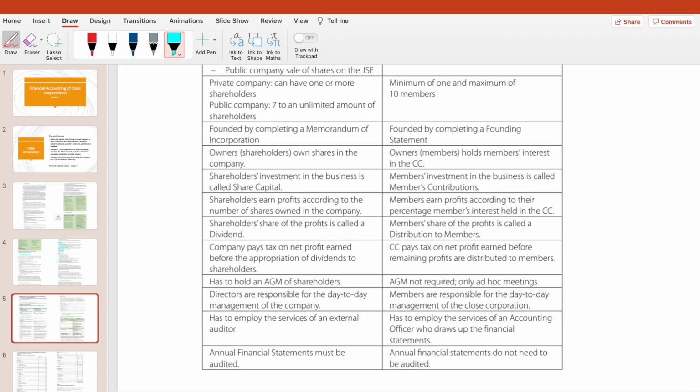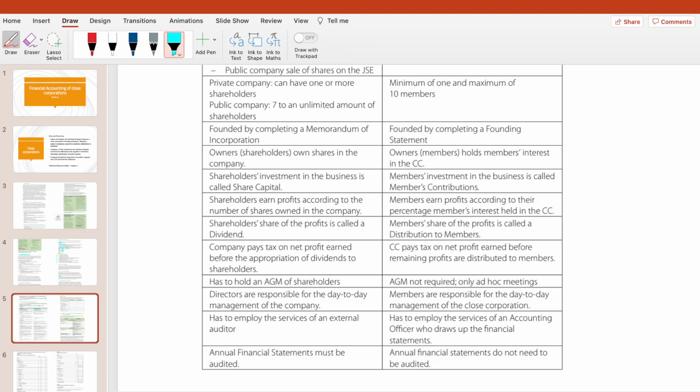Shareholders' share of profits is called dividends, and members' share of profits is called distribution to the members. A company pays tax on net profit earned before the appropriation of dividends to the shareholders. A CC will pay tax on the net profit earned before remaining profits are distributed to the members. In a company, they have to hold an AGM, a meeting of the shareholders, and a CC is not required to do an AGM. Only they have to meet from time to time.